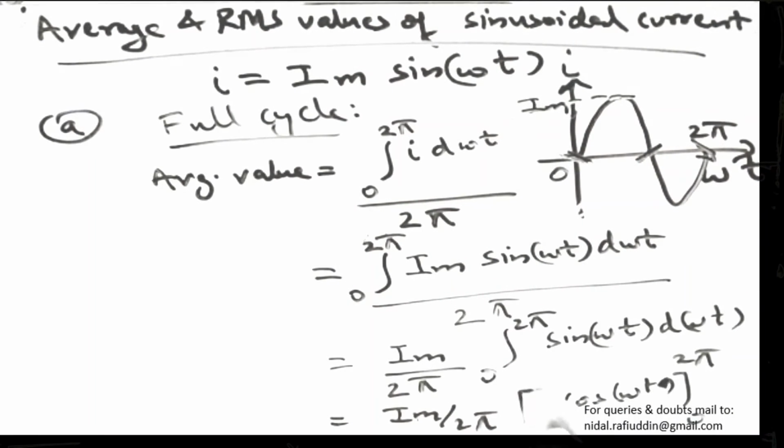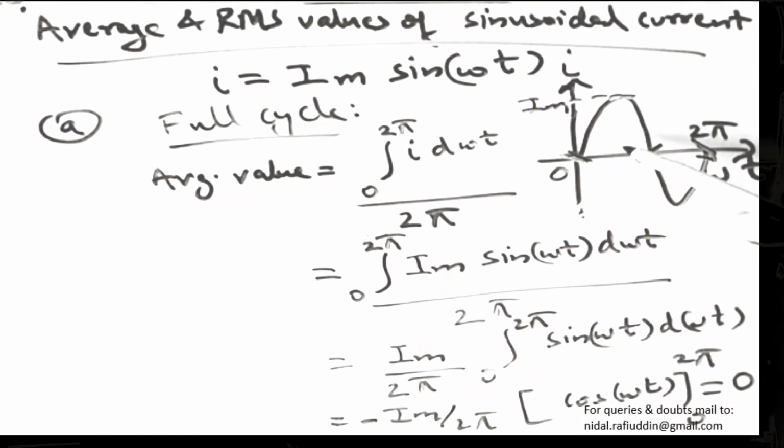Now if you take this minus sign outside, this is minus Im by 2 pi cos omega t from limit 0 to 2 pi. Now if we substitute the limits, cos of 2 pi is 1 minus cos of 0 is 1. So 1 minus 1 is 0, which means that the average value for full cycle of the current comes out to be equal to 0. And this is of course clear from the figure as well.